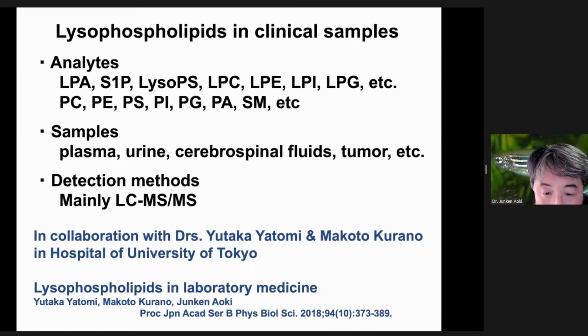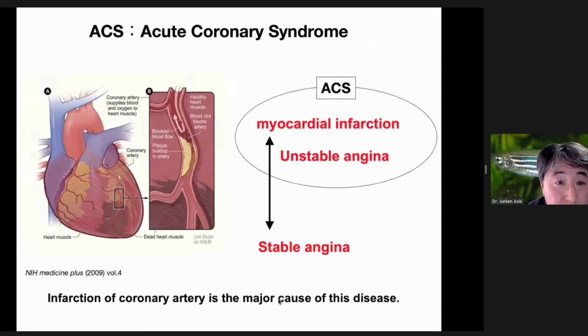And in collaboration with Doctors Yatomi and Kurano in the Hospital of the University of Tokyo, until now we have analyzed almost 10,000 clinical samples. And we found many changes in the level of lysophospholipids in various diseases. Precise data was recently summarized in this review, so please refer to this. Today I want to focus on one disease, ACS, acute coronary syndrome, which includes heart attack.